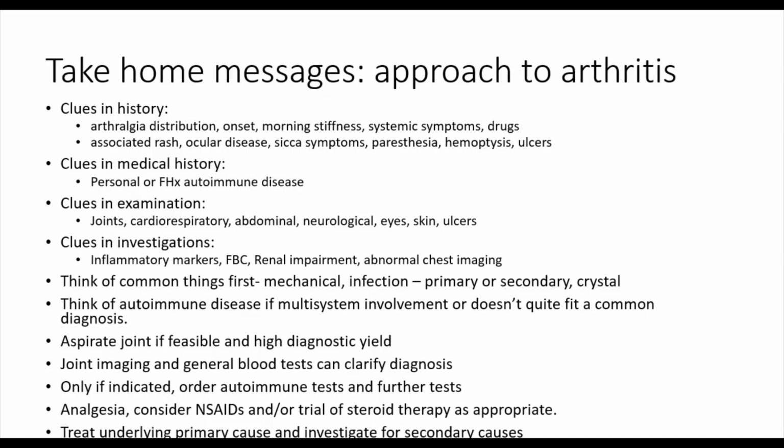But as discussed previously, it is important to take a targeted approach to only order the appropriate autoimmune serologies for the specific differential diagnoses that you have in mind. Joint aspiration should be considered if it is feasible and there is relatively high diagnostic yield, particularly if you're suspecting a septic arthritis or a crystal arthritis. Joint imaging, particularly X-rays of the hands, can be useful to help distinguish the different types of autoimmune arthritis.